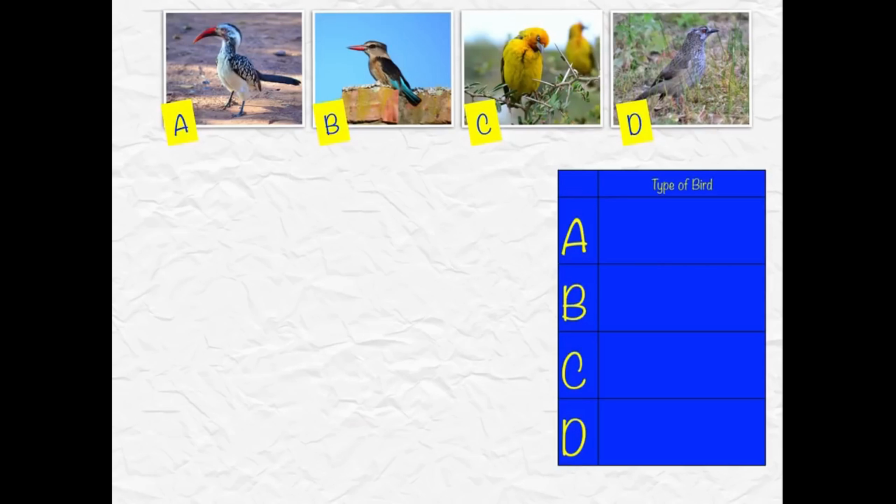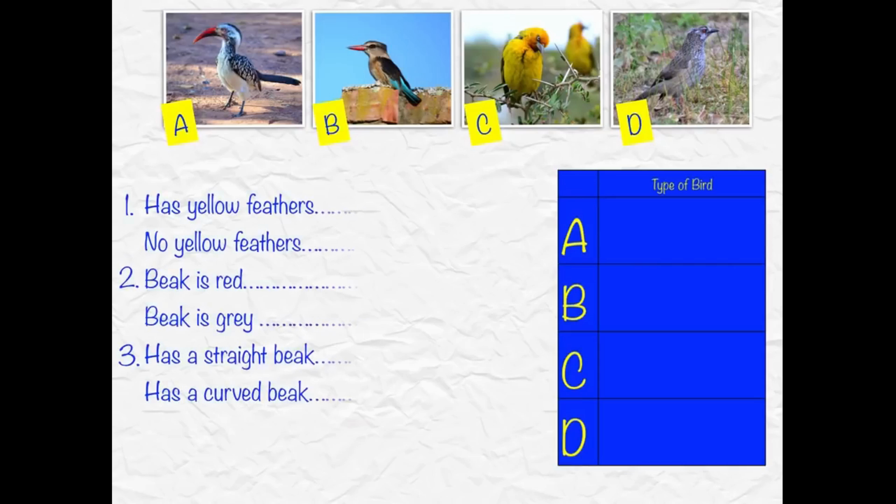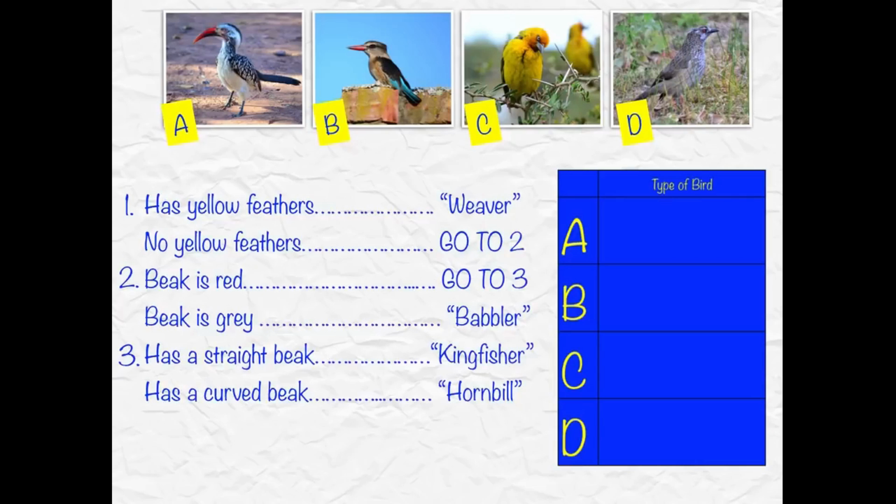We've got an answer grid here, we just want to write the type of bird for A, B, C and D. The key looks something like this. It does look complicated, but it's actually really simple to use. Let's start by trying to identify organism A. We start at part 1 and we say it has yellow feathers or no yellow feathers. If it has yellow feathers, we can see that it's called a weaver. In this case, that's not true. I would say no yellow feathers. So we go to 2.